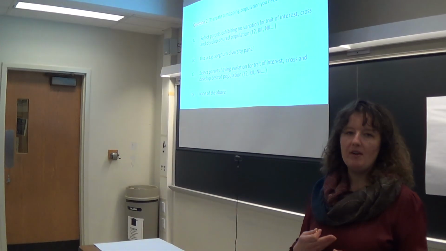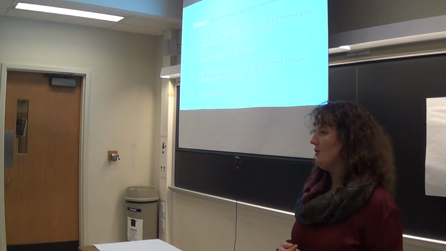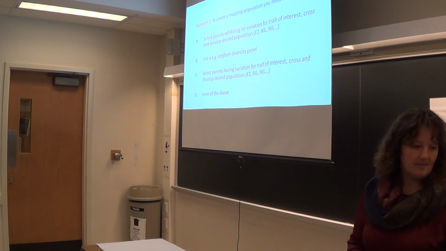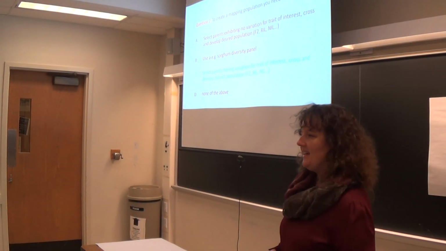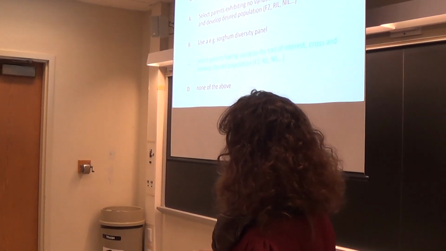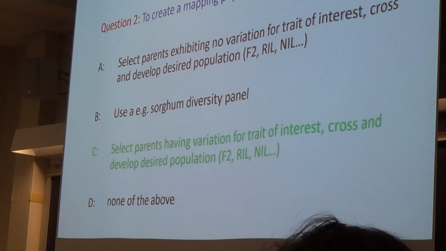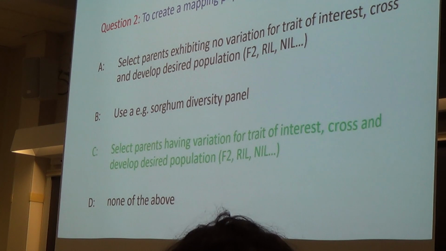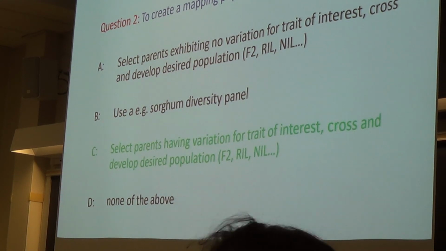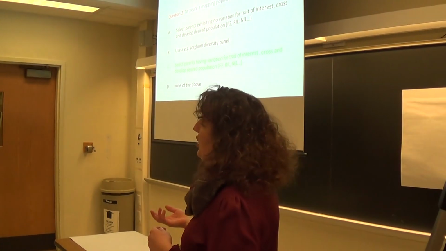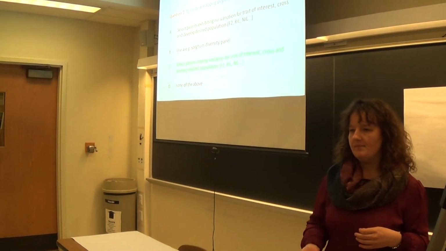And don't forget to give yourself points. If it's correct the first time, you get 5 points. If it's correct the second time, you can still assess yourself with 3 points. The correct answer is C again. It's very, very important that you select parents that have variation for your trait of interest. High yielding and low yielding, for example. You need genetic variation. You cross and then you develop your population of interest, maybe an F2 population, a recombinant inbred line population, or a near isogenic line population.